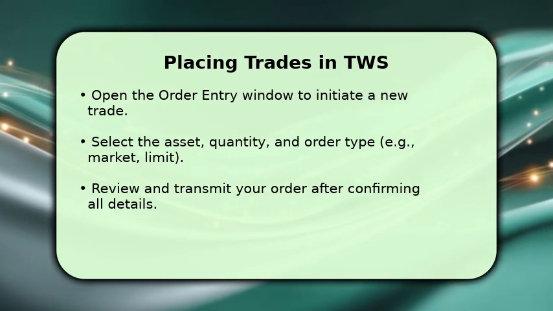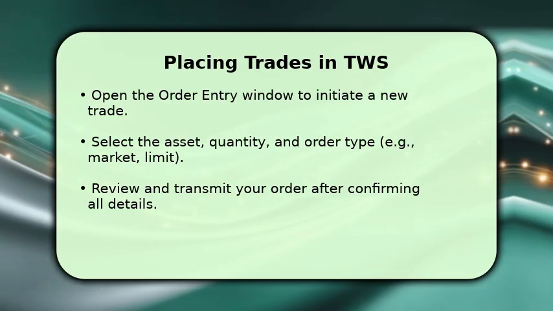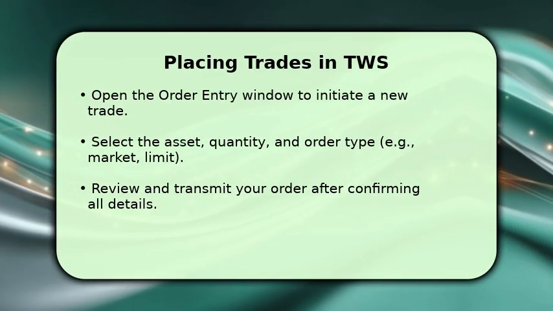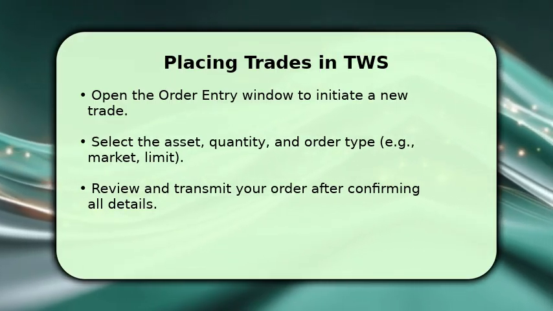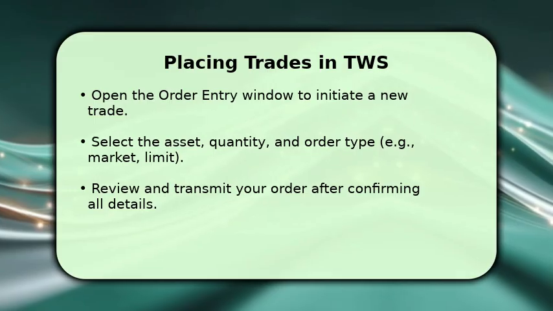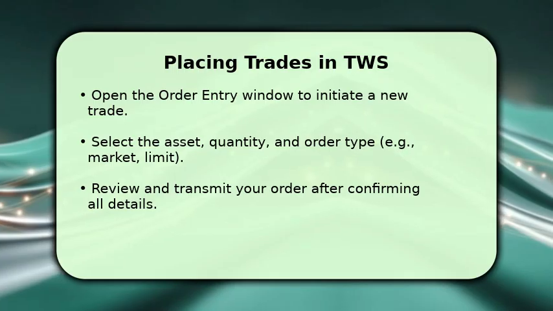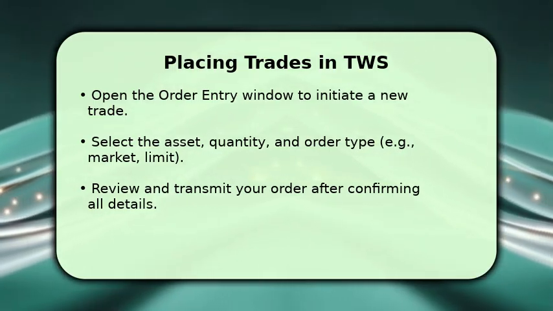Placing a trade in Trader Workstation is straightforward. Begin by opening the order entry window, where you will specify the asset you wish to trade. Next, input the desired quantity and choose an order type, such as a market order for immediate execution or a limit order for a specific price. Always double-check all the details, including price and quantity, before transmitting your order. This careful review helps ensure accuracy and prevents errors.